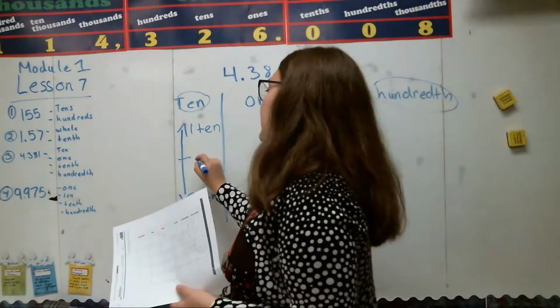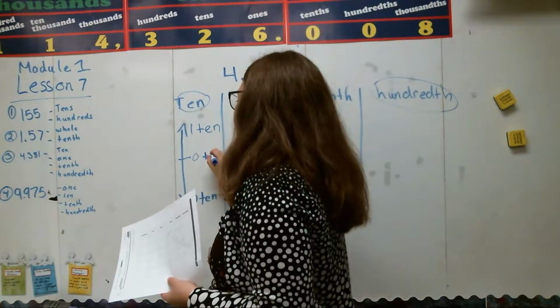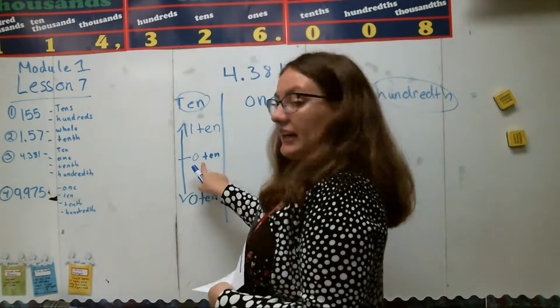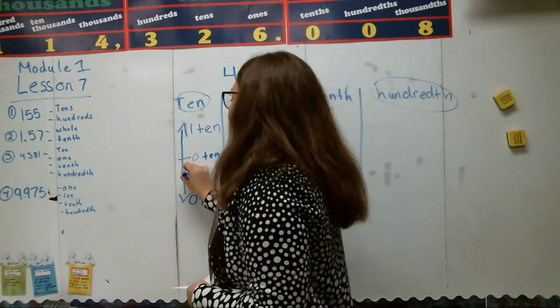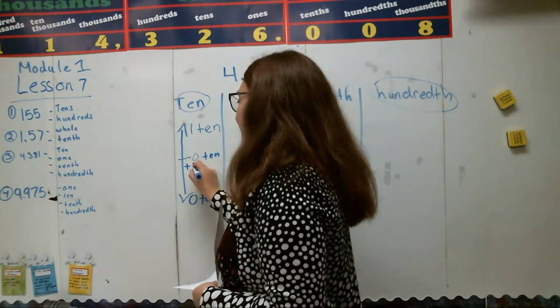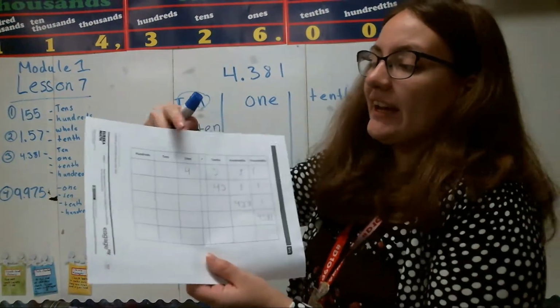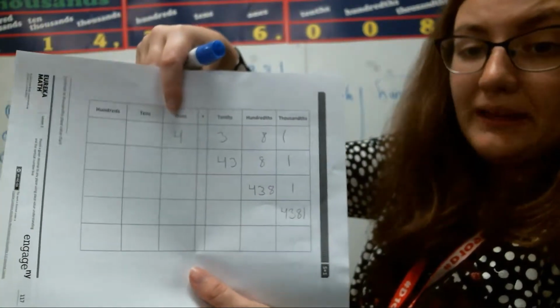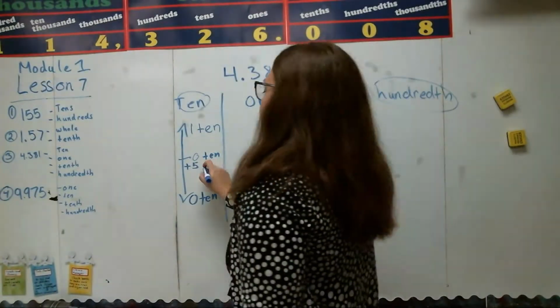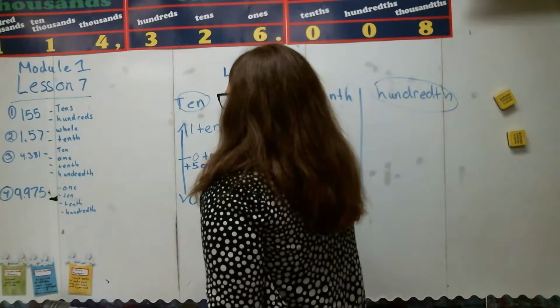So if I have 0 tens, I can just rewrite 0 tens right here. So remember, I just take this and I rewrite it up here. And then I add 5. And I think about what place value is just to the right of my tens place. Well, that's my ones place. So I'm going to write plus 5 ones.